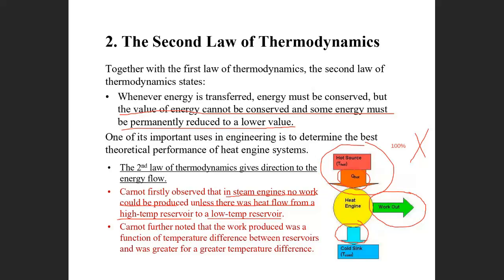It's interesting: the efficiency is mainly a function of the temperature difference between the high temperature and the low temperature of the thermal energy reservoirs. And if the difference between these two temperatures is greater, then the cycle efficiency is greater.